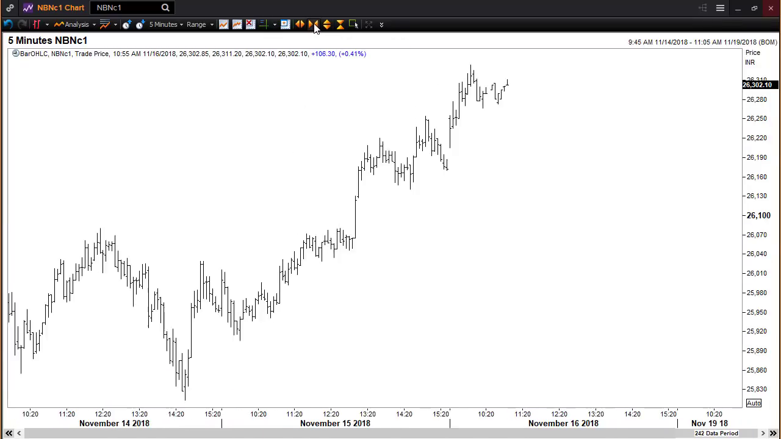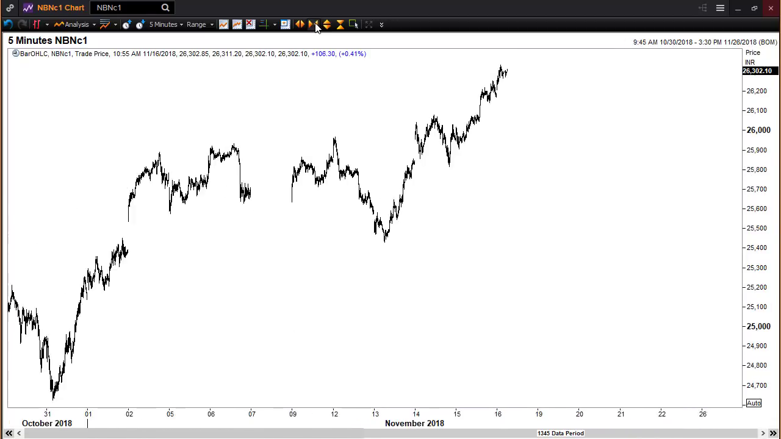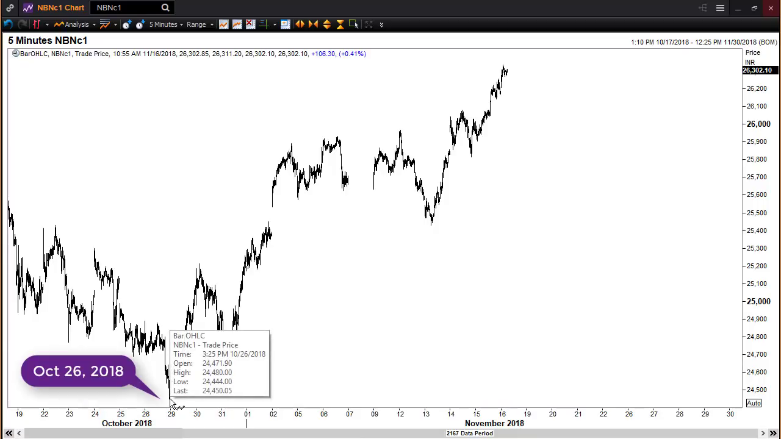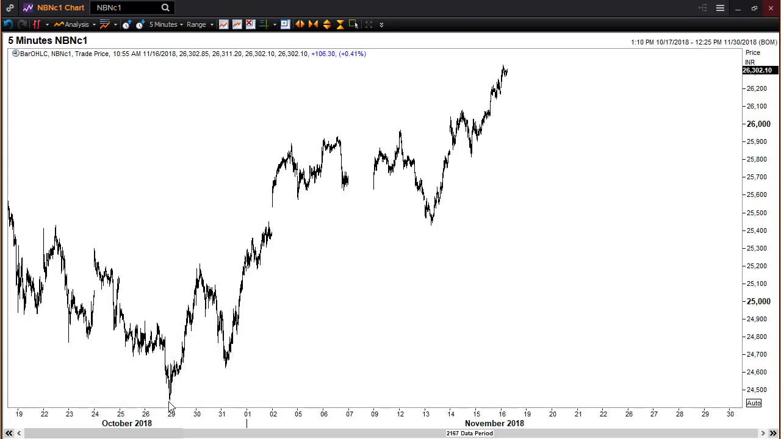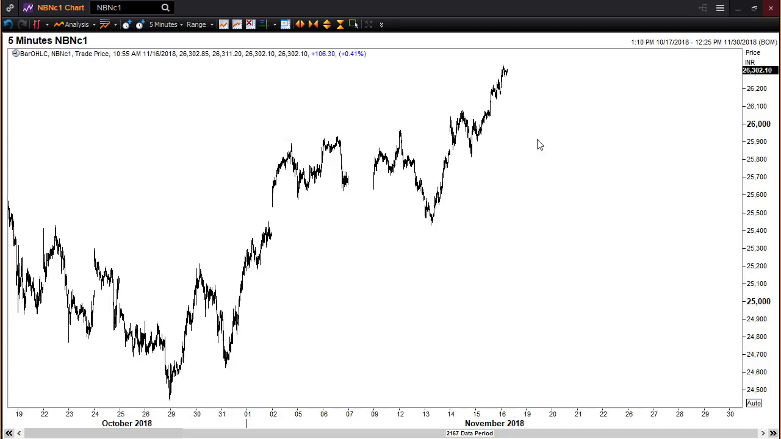And then I'm going to squeeze it up a little bit to show you a significant low over there. This low on the 26th of October was around 24,444. Then we see a clear 5-wave movement happening here. This is the wave 1 over here. The second wave came down here, the third wave, and then we had a sideways movement that lasted quite a while, and then we set off on the 5th wave up here.